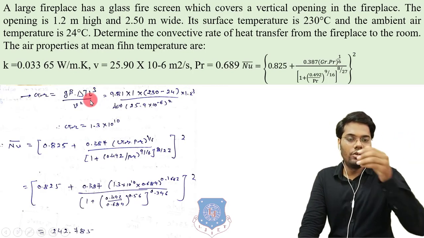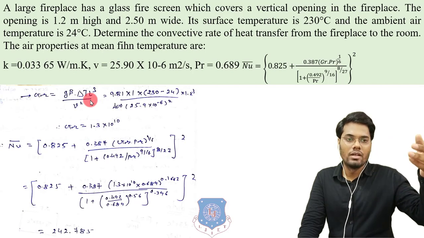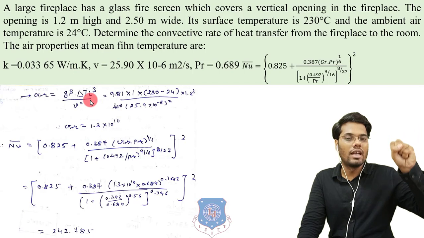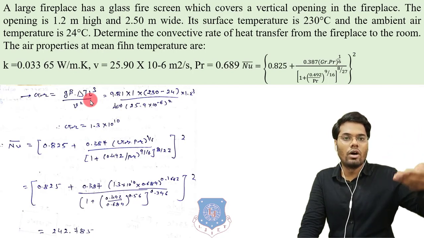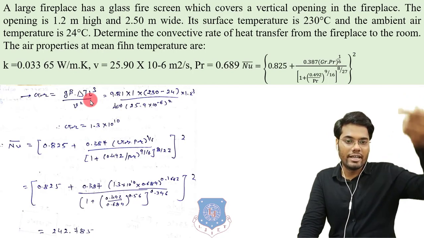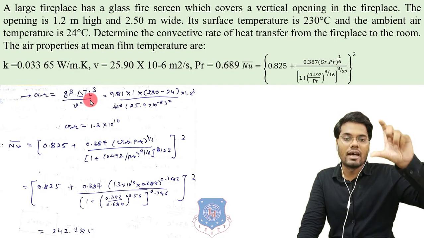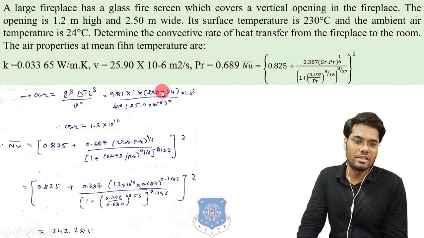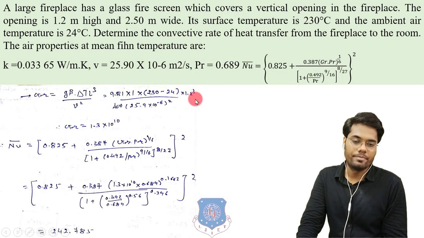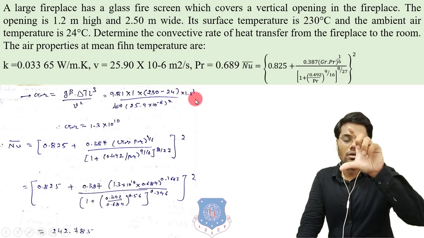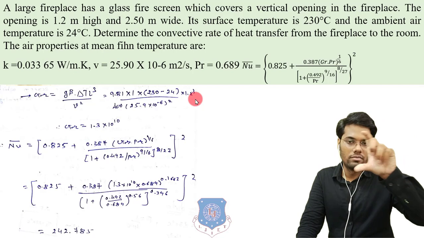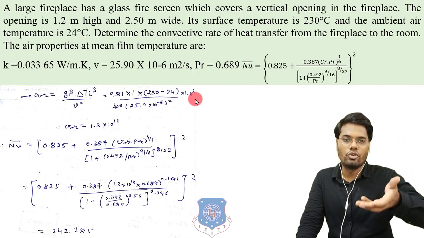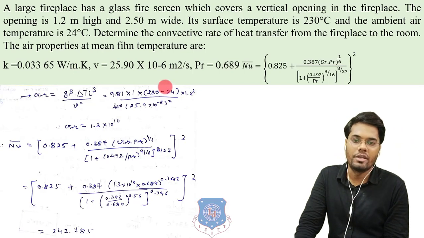So we know that for free convection, the surrounding air, which is going to take heat from the surface of the glass, is going to move upward, so our characteristic dimension is going to be its height, which is 1.2 meter. This is the vertical plate, this is the vertical glass screen, so the characteristic dimension is going to be its height, which is 1.2 meter.